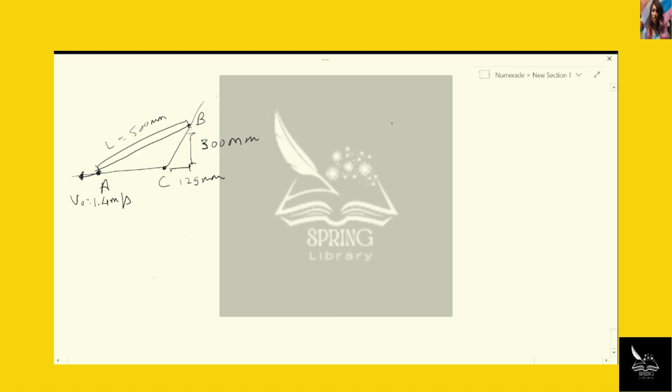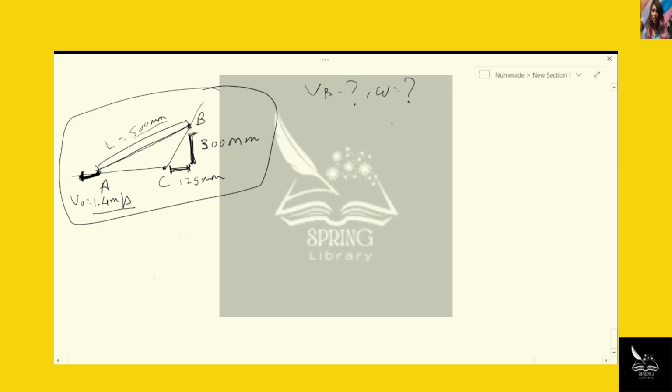Hi, let us look at this problem where you have a rod which is sitting at a wall which is not straight, not vertical, but inclined such that the top of the rod is at a distance 300 millimeter, and the distance from the point C is 125 millimeter. The length of the rod is 500 millimeter, and let's say A starts moving left with velocity 1.4 meter per second. Then what is velocity of B and what is omega?